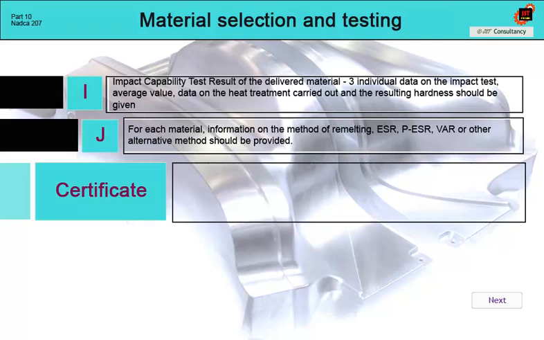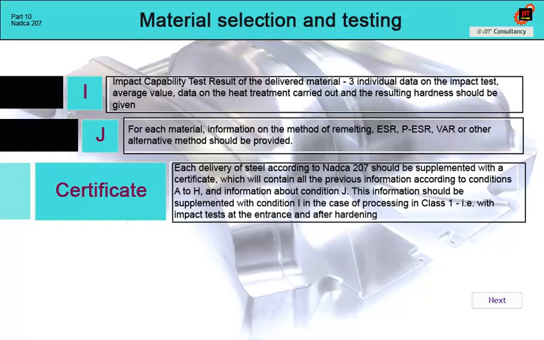Each delivery of steel, according to NADCA, should be accompanied by a certificate that will contain all the previous information according to conditions A to H and information about condition J. This information should be supplemented with condition I in the case of processing in Class 1, meaning with impact tests of the input quality and after hardening.